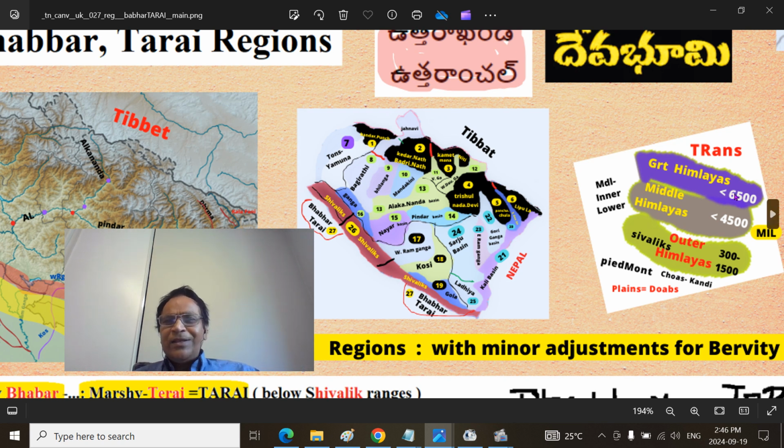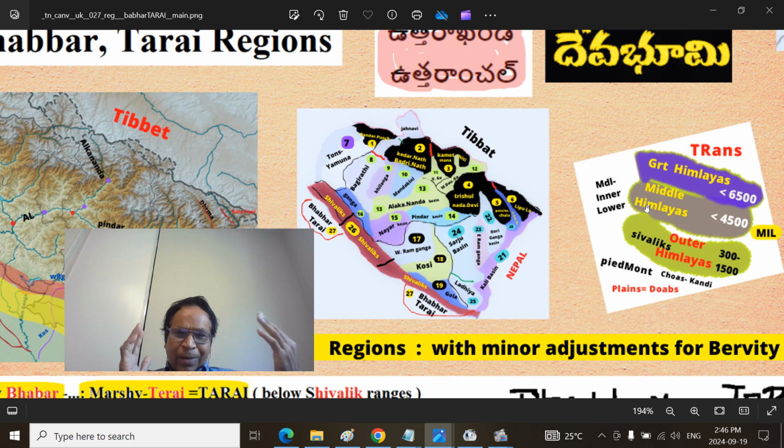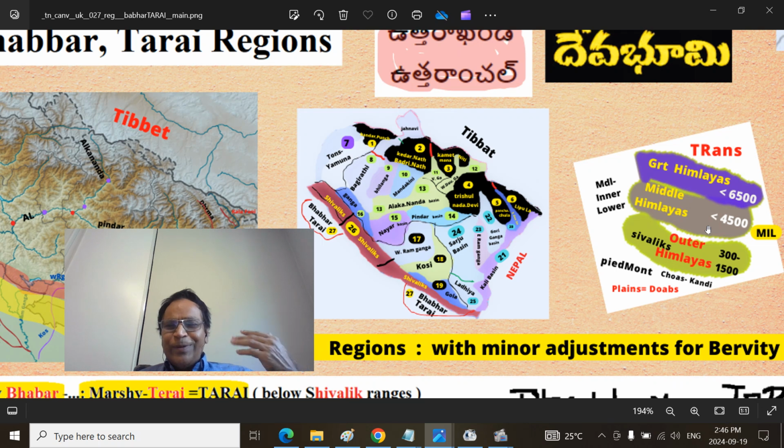This is the Greater Himalaya. Shimla hill station is 2200 meters above mean sea level, that is in the middle Himalaya. If you double the height, it will give 4400. From there onwards, you get the Greater Himalaya. So that is a broader picture, you can remember.